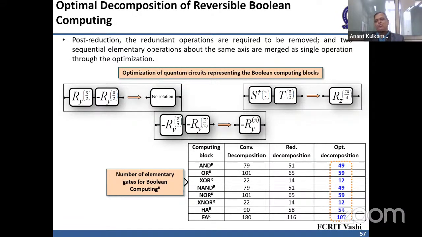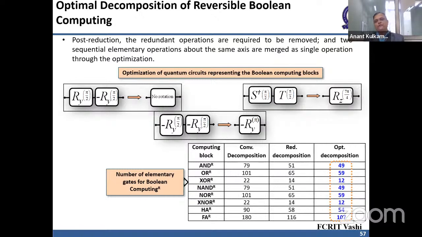Similarly, if two single qubit rotations are around the same axis, you don't need to carry out the task in two different ways. You can do it in a common way by merging them. So we carried out the reduction as well as optimization for the quantum computing blocks. They are all reversible Boolean gates. I have superscript R, that is AND R, OR R, XOR R, NAND R, NOR R, XNOR R, half adder R, and full adder R.